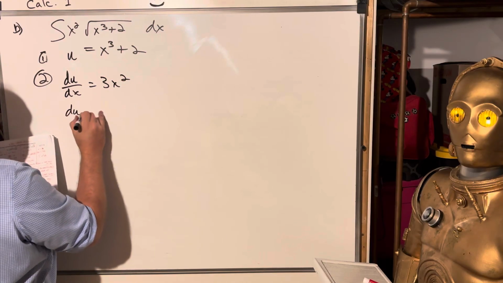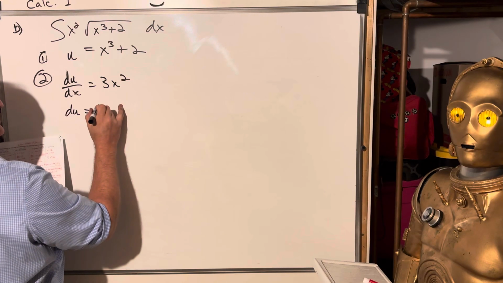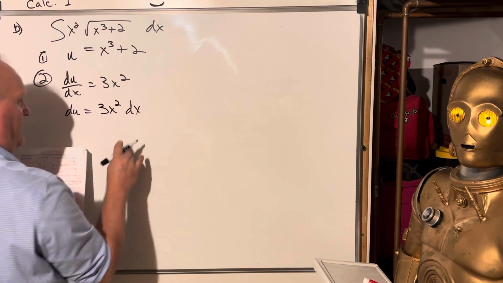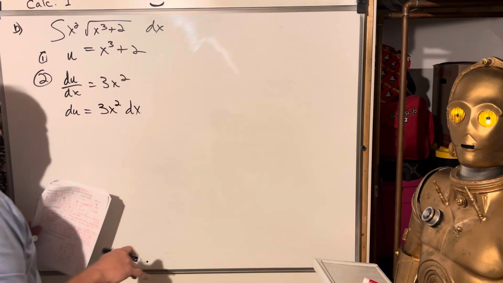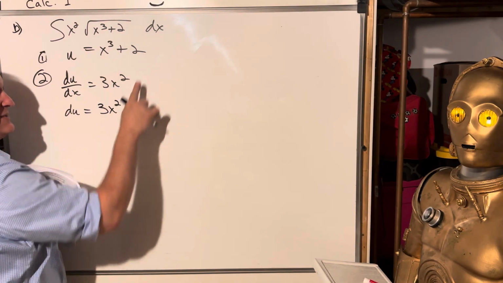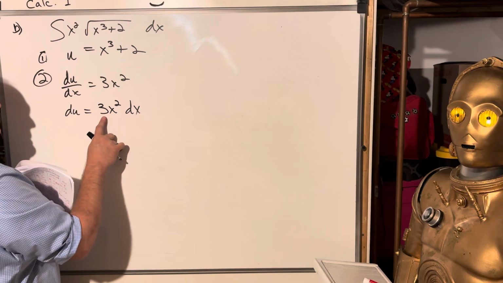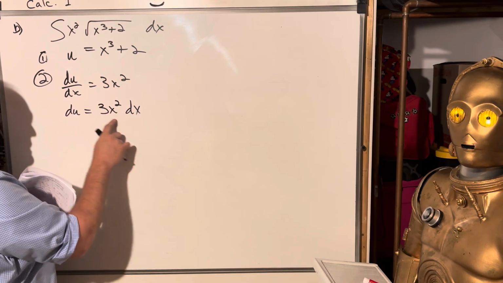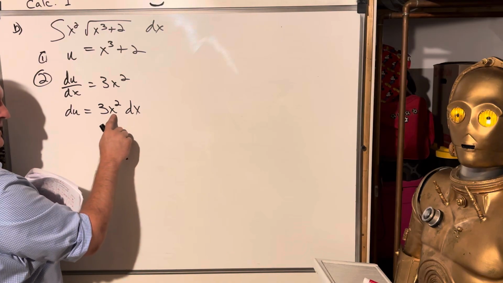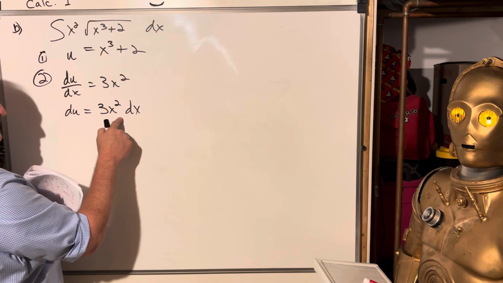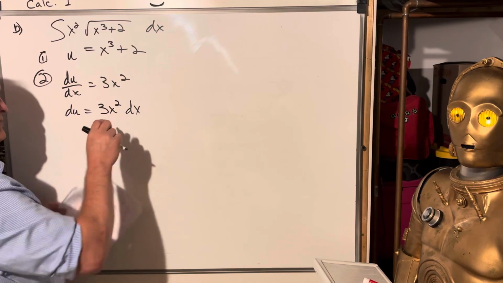So du is equal to 3x squared dx. And now I stop. I pause and I take a look. And I say, okay, they got the x squared for me. That's nice. They got the dx for me. That's nice. They don't have this 3 there. So instead of du equal to this, I'm going to make this x squared dx. I'm going to solve for that. So I'm going to divide both sides by 3.